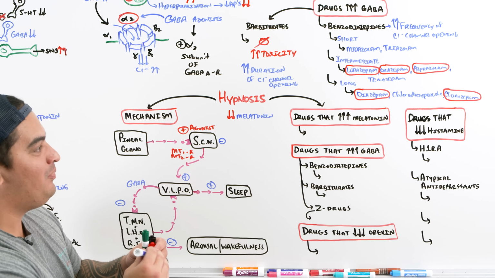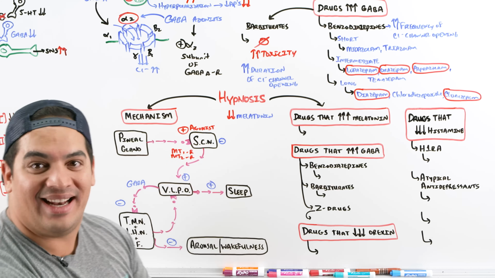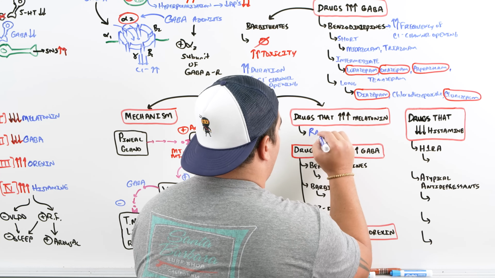So that's one way. And what are some of the drugs that help to increase melatonin by acting as a melatonin agonist? This includes Ramelteon and Tasimelteon. So Ramelteon.